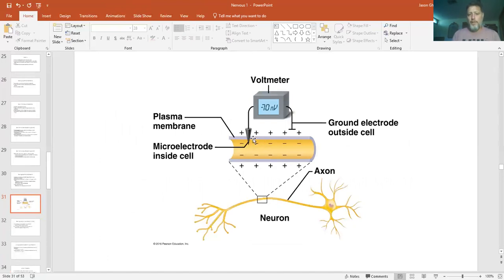So we plug a voltmeter into one, and we have voltmeters where we can do this. One of your labs talks about this. The inside compared to the outside is negative. So again, there's our battery that's occurring for us. Comparing the inside and the outside, it is -70 millivolts.